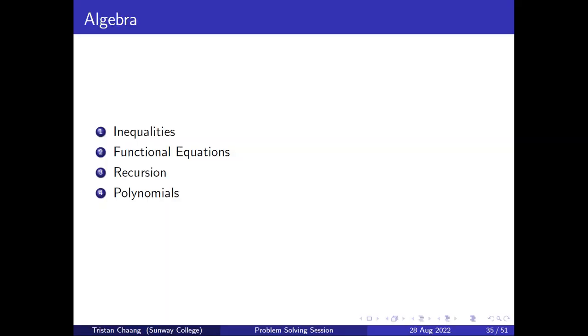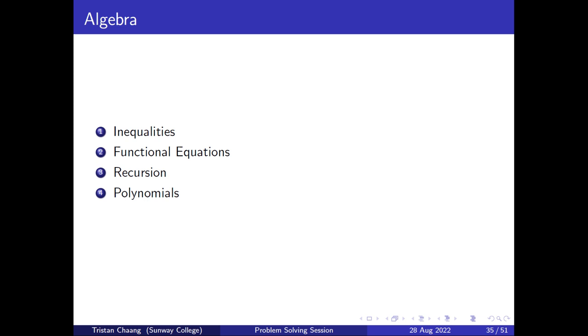Okay, so we're going to look at algebra. There are quite a few subtopics for algebra. The few interesting ones that I can think of are inequalities, functional equations, recursion, polynomials, and there are many more. In fact, you cannot really group them into subtopics as well, same thing as how sometimes problems can be crossovers. So let's talk about inequalities today. But I can tell you what these roughly are, just so that you know what I'm talking about. So inequalities, quite self-evident, literally about inequalities.